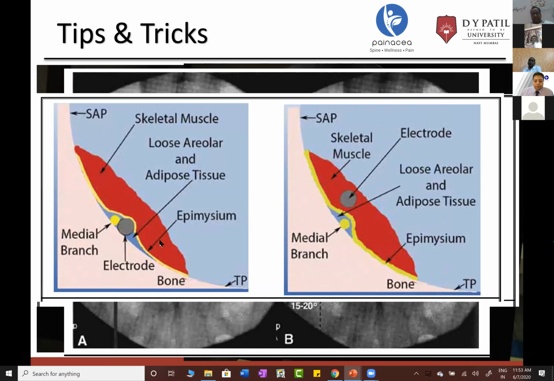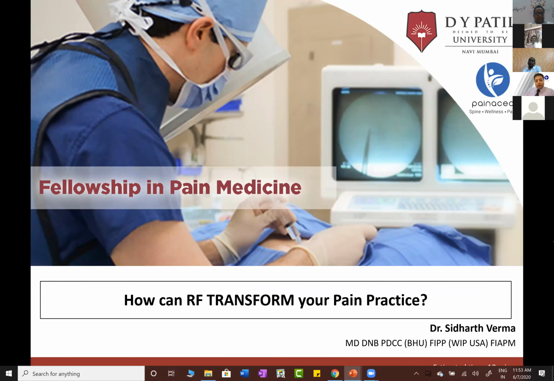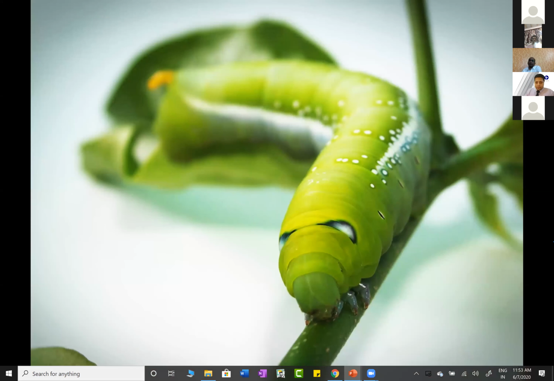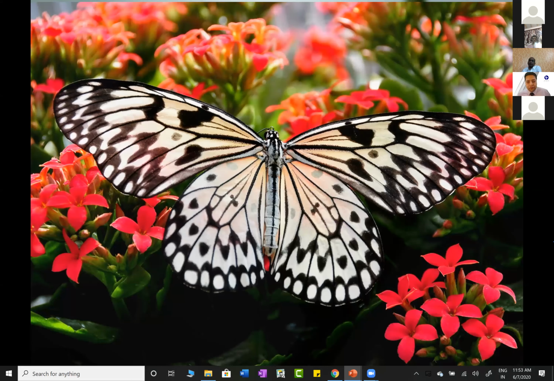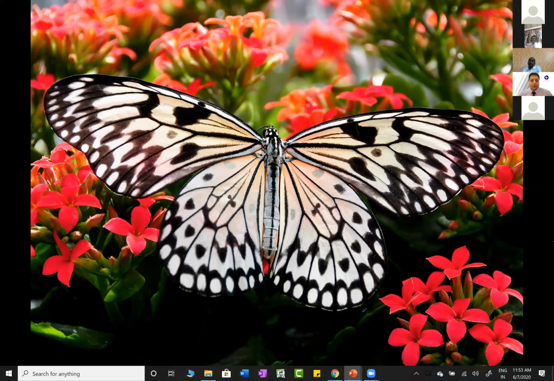Now coming to the last part of my talk, how can RF transform your pain practice? So it is just like this caterpillar. I give an analogy to my students. This is you without the RF, and this is you with the RF. For a pain physician, this is the difference, because RF adds a new paradigm to your practice.